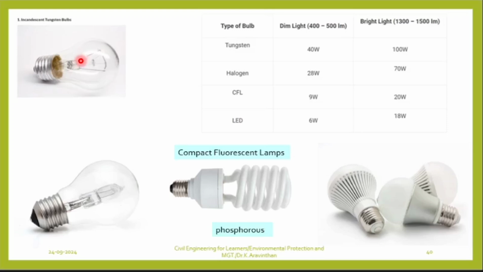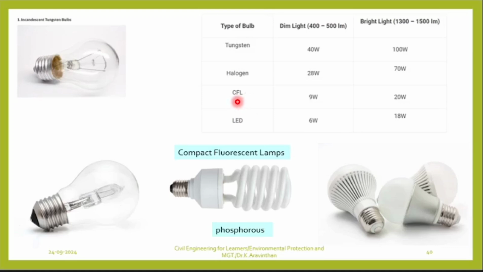Next thing is halogen bulbs. Why is it called halogen? Because the same tungsten is provided here, but it is surrounded by a gas, halogen gas. So this halogen and some other gas are there. Halogen bulb consumes 28 watts. Now, next type of bulb is called CFL. What do you mean by that?